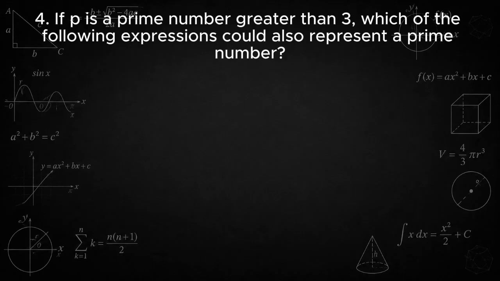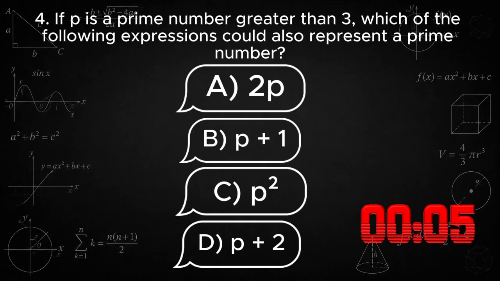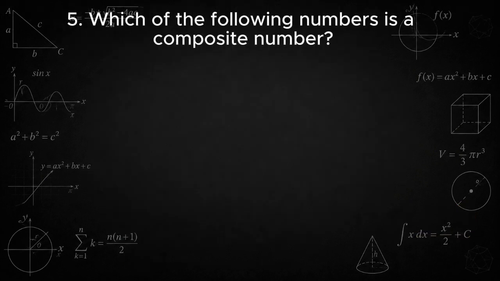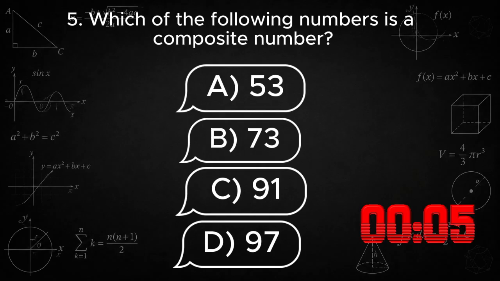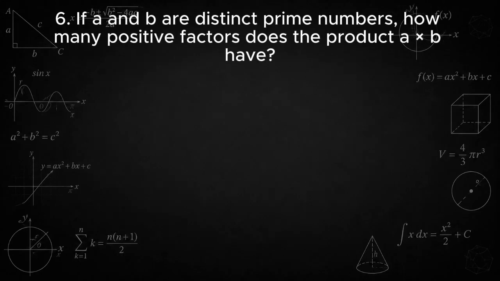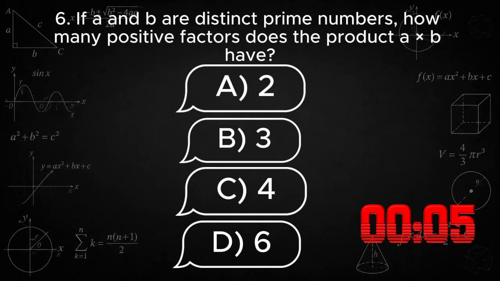4. If p is a prime number greater than 3, which of the following expressions could also represent a prime number? 5. Which of the following numbers is a composite number? 6. If a and b are distinct prime numbers, how many positive factors does the product a times b have?